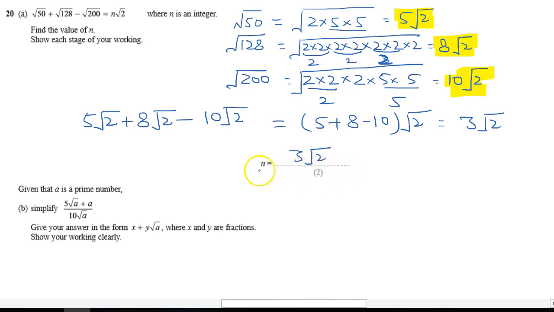Now you may lose the marks here because he's asking the value of n only. So your answer is supposed to be just n. That is, n is equal to 3.